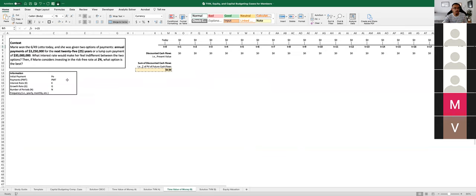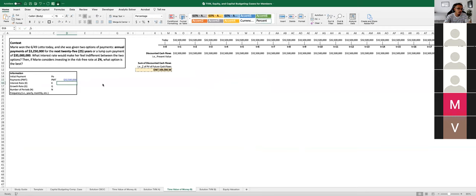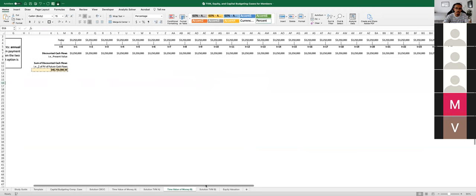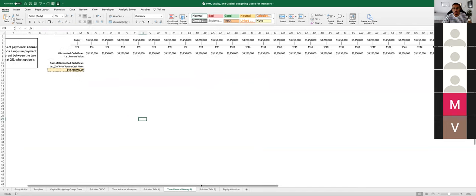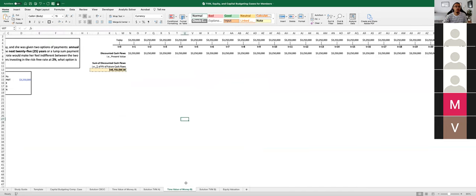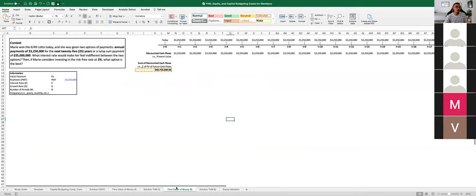We're going to plot the $3,250,000 that Marie is expecting on a year-to-year basis. Whoops, added a zero. So as you can see, she's going to be receiving $3,250,000 every single year. Every single year. Can somebody tell me, and it's probably on the screen, how much does this $3,250,000 equate to after 25 years? How much total money will she actually be getting in her bank account after 25 years?